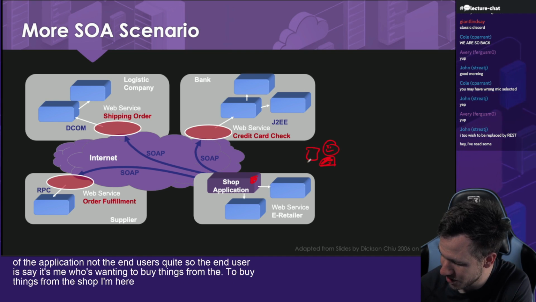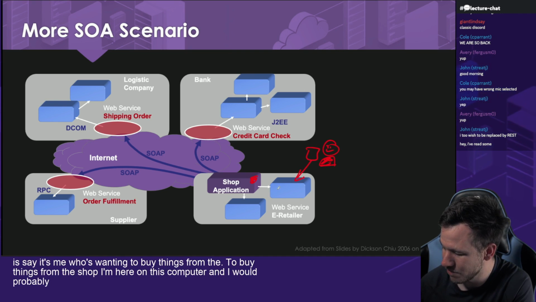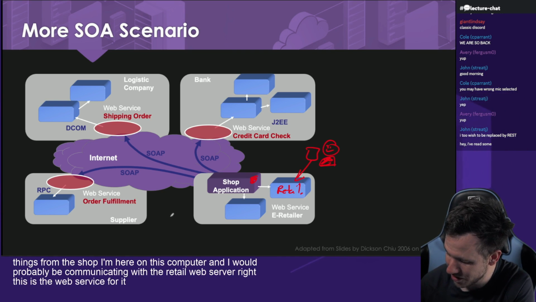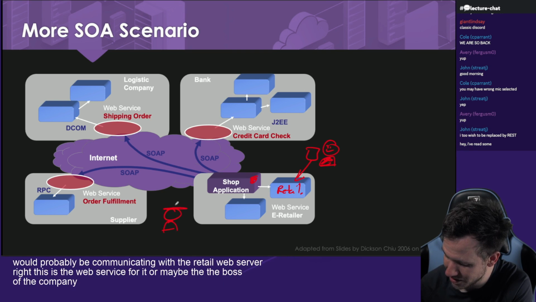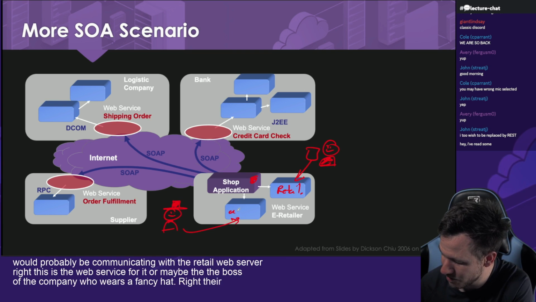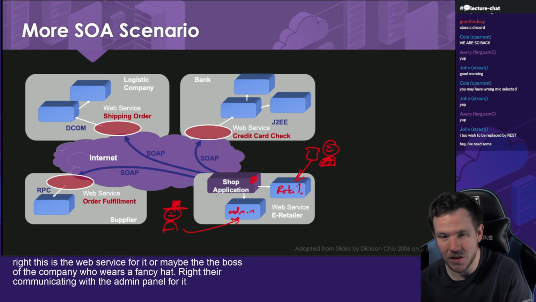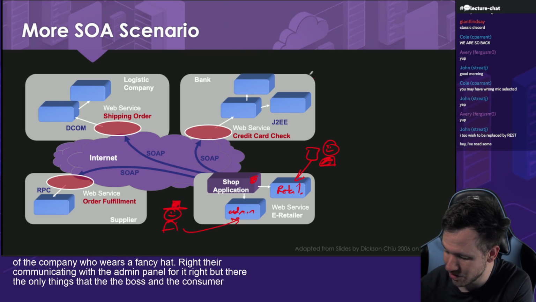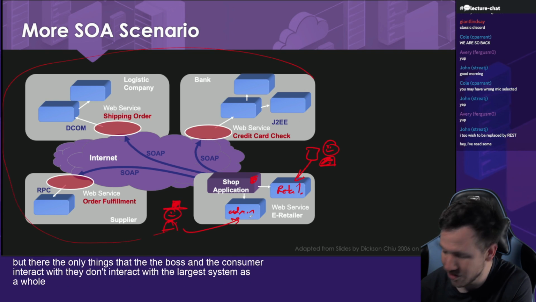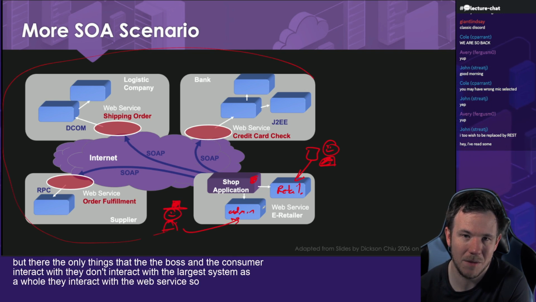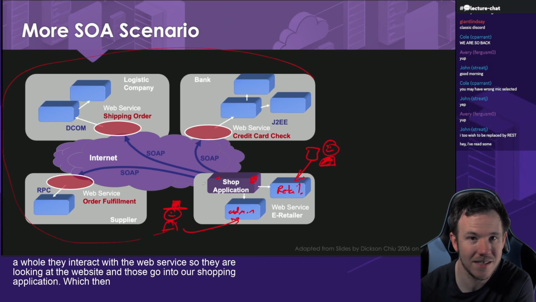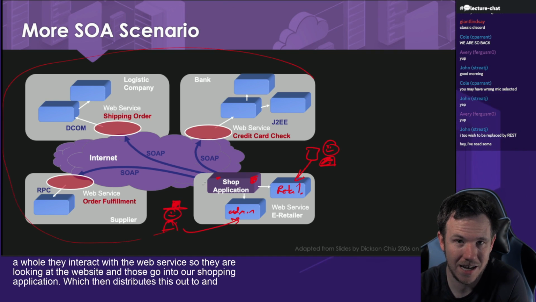I'm here on this computer, and I would probably be communicating with the retail web server. This is the web service for it. Or maybe the boss of the company, who wears a fancy hat, is communicating with the admin panel for it. But those are the only things that the boss and the consumer interact with. They don't interact with the larger system as a whole. They interact with the web service. They're looking at the website, and those go into our shopping application, which then delegates the jobs out to somewhere else.